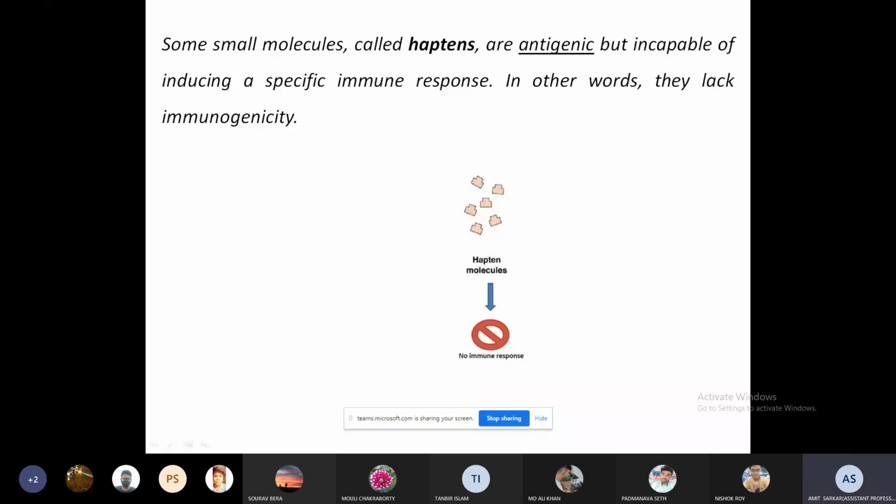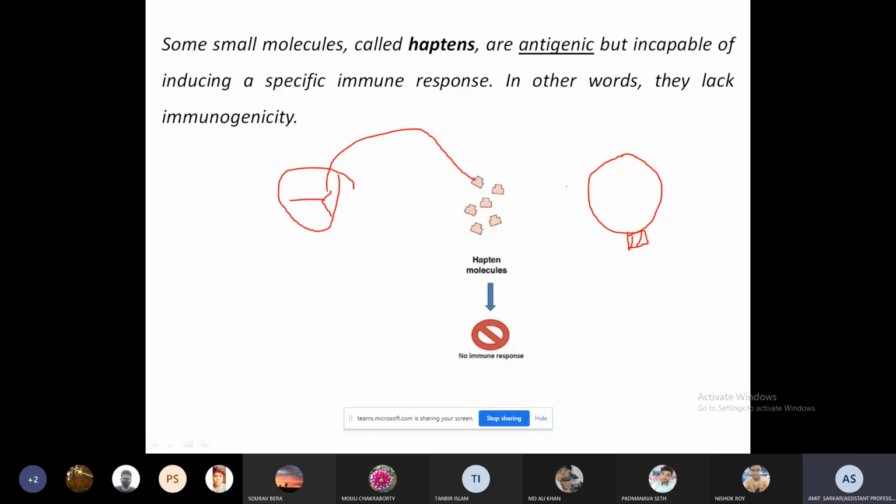If hapten does not have the ability to induce our immune system, then how will you get an anti-hapten antibody? How can you say that hapten will bind to those antibodies? Because you are using a carrier protein, and you are binding some hapten molecules to this carrier protein. So now they become immunogenic. Now our immune response system will be able to recognize it and produce anti-hapten antibody molecules, and those antibodies will bind to the hapten. So hapten is antigenic but not immunogenic.